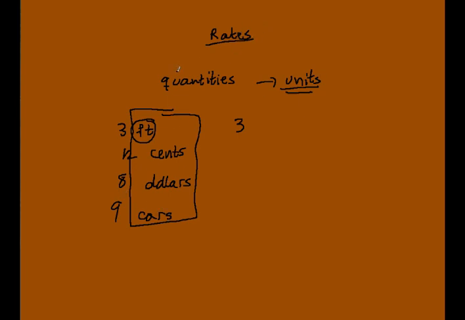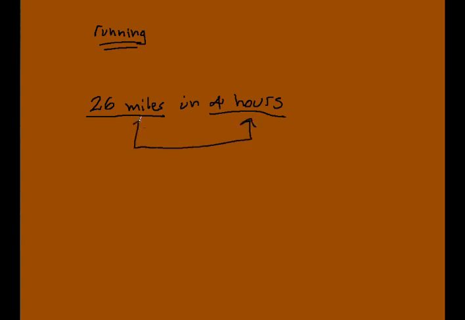So a rate is a comparison of two quantities of different units, whereas a ratio is the comparison of two quantities of the same units. So let's say that you were running, and as you were running, you did 26 miles in 4 hours. Well, first of all, this is in miles and this is in hours. So we have two different units here, miles and hours. So this type of problem, they will never ask you to write it as a ratio, because for a ratio you need to have the same units. They will ask you to write this as a rate.